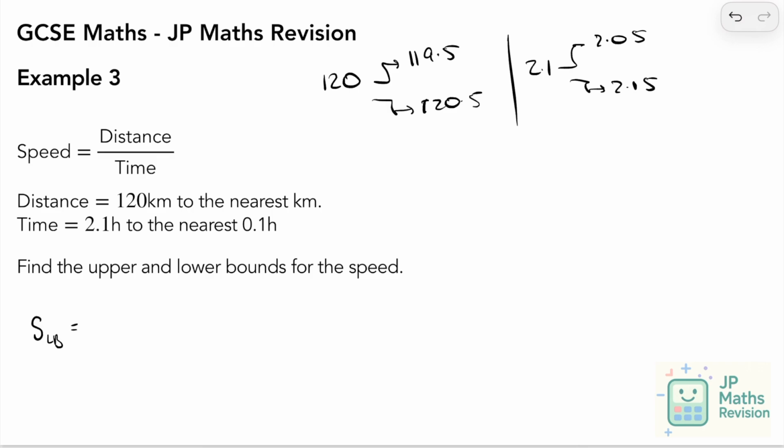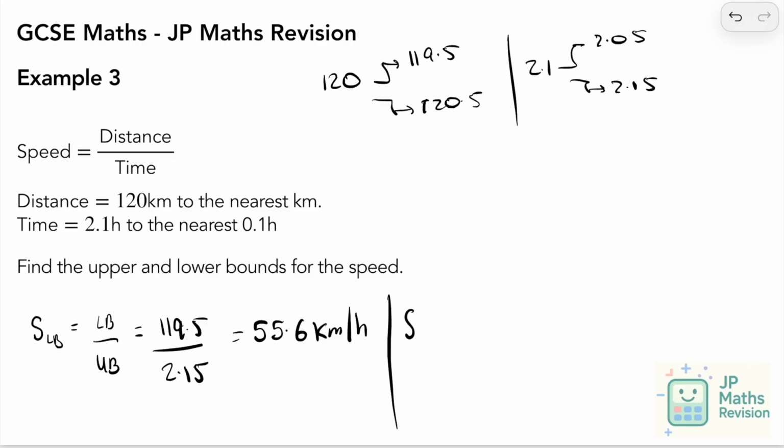So if I start off by trying to find the lower bound, to find the smallest possible value, a lot of people would think that we divide the smaller number by the smaller number. But when we're dividing, to get a smaller number, we actually divide a smaller number by a bigger number. Because if you divide by a bigger number, you get a smaller number. So we're going to do the lower bound for the distance divided by the upper bound for the time. So the lower bound of the distance is 119.5 and the upper bound for the time is 2.15. So I'm going to do 119.5 divided by 2.15, and that's going to be 55.6.